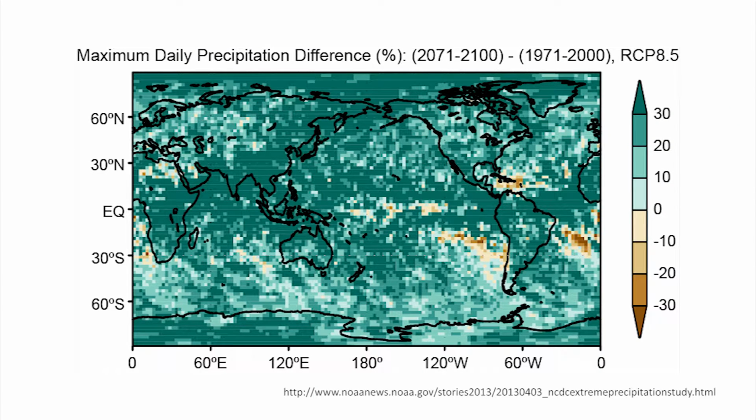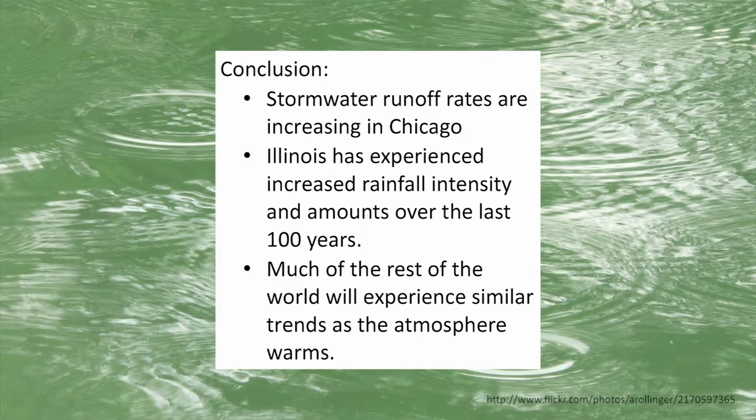Finally, here is a figure predicting changes in extreme precipitation events by the end of the 21st century. This figure was compiled from data in a new NOAA-led study that predicts an increase of at least 20% in probable maximum precipitation for a given day over the Chicago area, and a 20 to 30% increase over large portions of the northern hemisphere. Let's wrap up what we've gone over.